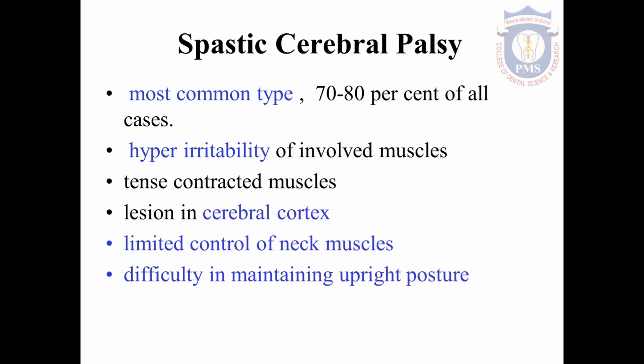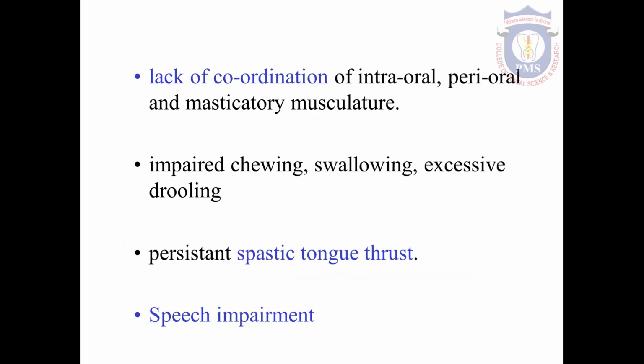And difficulty in maintaining the upright posture. If the back muscles are involved, either on one side, the right or the left, or on both sides, the child cannot maintain an upright posture. That means he cannot stand erect. So the child might be fully bedridden, or he has to be in a wheelchair. He cannot maintain an upright posture if his back muscles are involved.